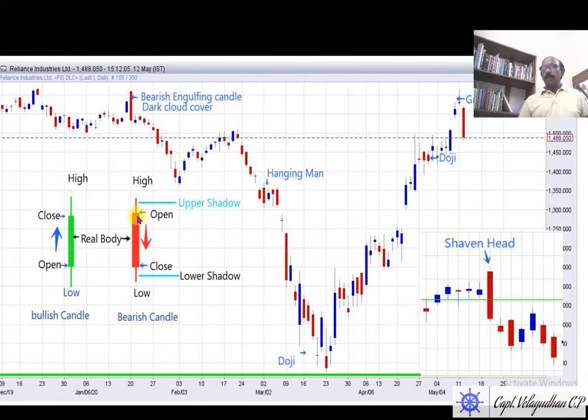And here is another candle. It's a bearish candle. Market opened here and came down and closed here. During the period, the market made a low here and made a high here. This part is known as the upper shadow. This part is known as the lower shadow.